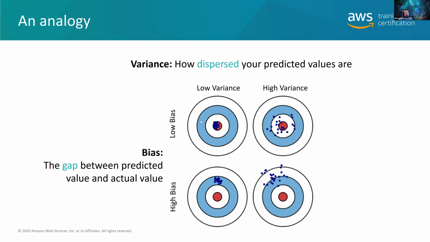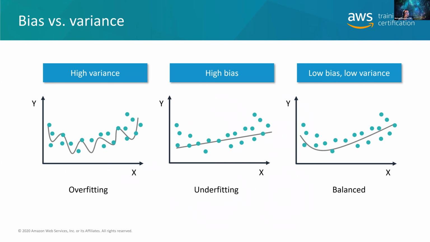So remember, low bias, low variance is our ideal target. Hard to get there sometimes. Okay. So we've got relatively low bias, maybe some high variance. That's going to be overfitting. If we've got high bias, right? But low variance, right?